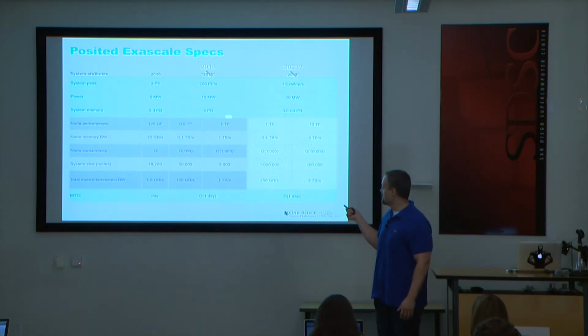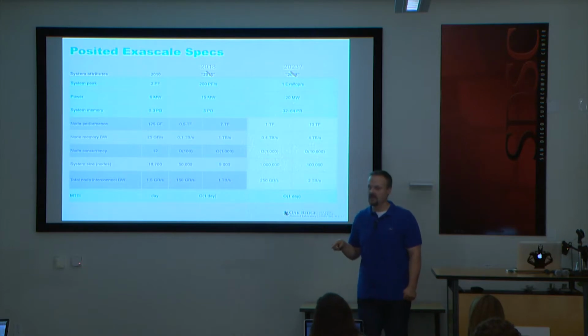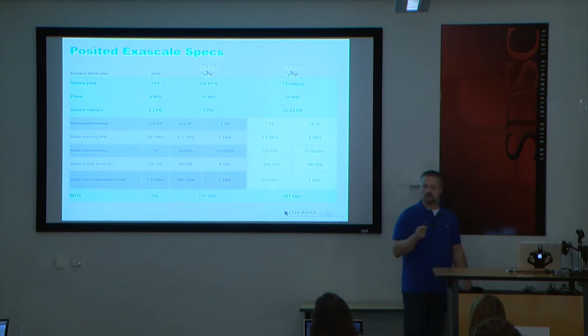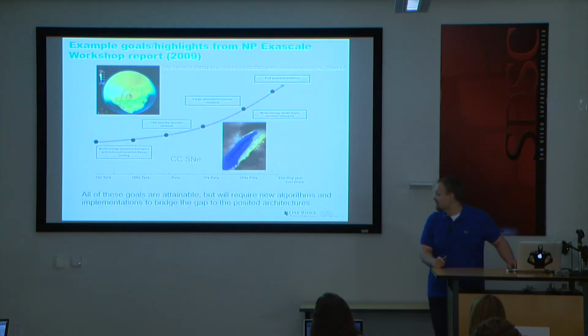And the system memory, even at 32 to 64 petabytes, is going to be a lot fewer bytes per flop than you have on any machine today, even your brand new Apple. So that's going to be hard. There's a lot of things that we can do.